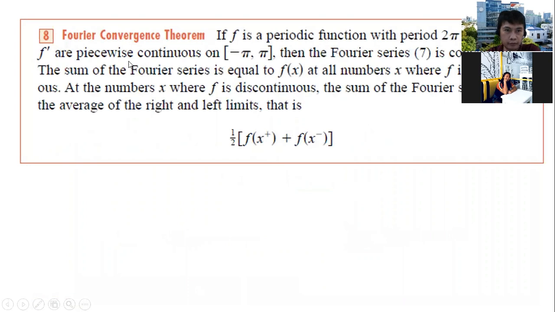So we have here this theorem for convergence. If the function is a periodic function with a period of 2 pi, and f and f prime are piecewise continuous on this interval from negative pi to pi, then the Fourier series is convergent, no? The sum of the Fourier series equals f of x at all numbers x where f is continuous. At the number x where f is discontinuous, the sum of the Fourier series is just the average, no, of the right and left side limits. That is 1 half times f of x to the right plus f of x to the left.